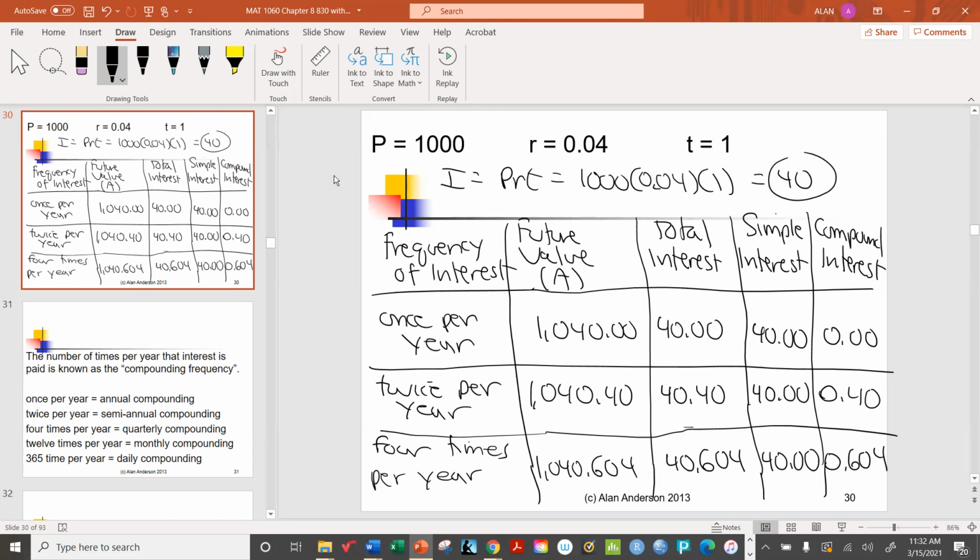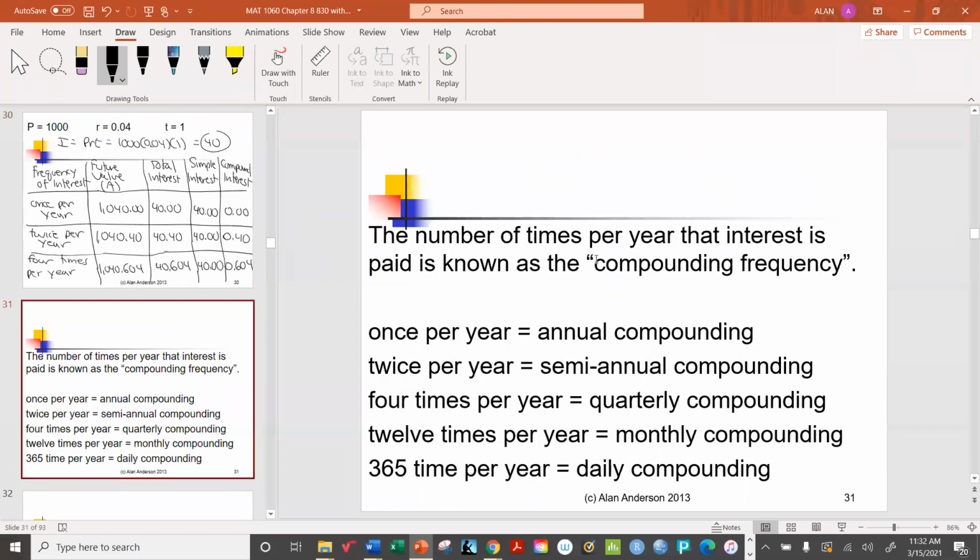All right. Now, as far as the terminology goes, I do want to mention that the number of times a year that interest is paid is referred to as compounding frequency. All right, so I've made a little chart here so you can keep track of it. If we get interest paid once a year, we call that annual compounding. Twice a year, we'll call that semi-annual compounding.